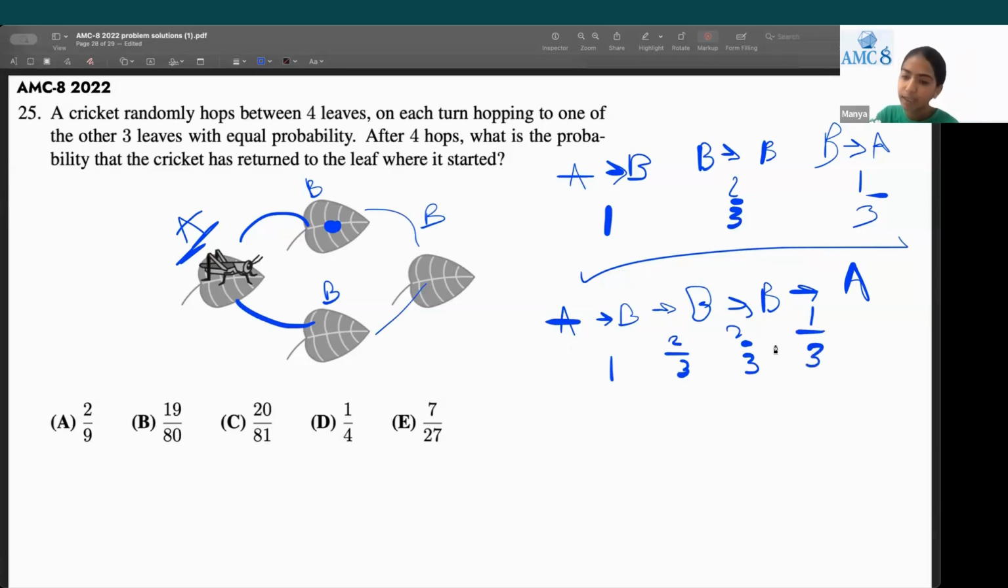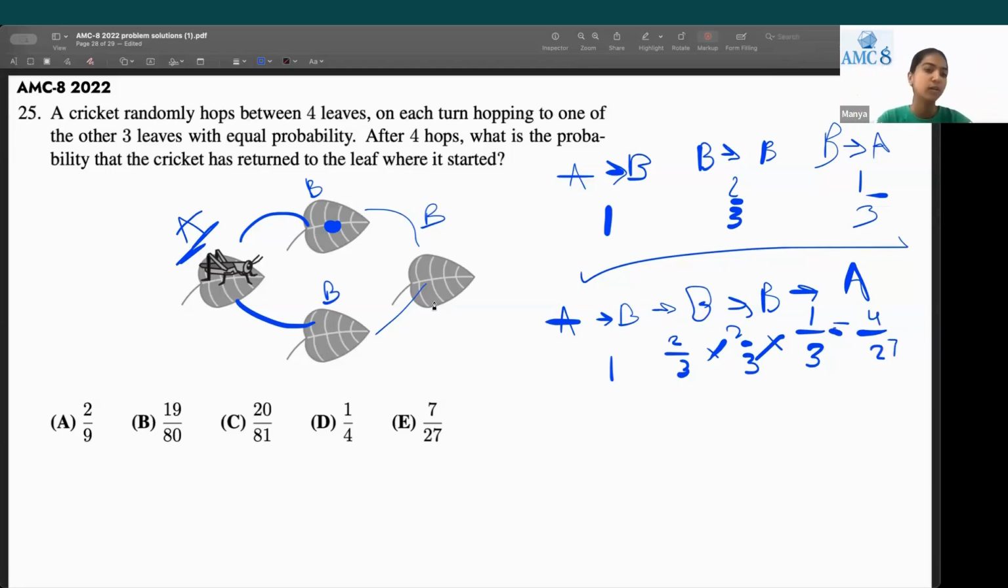And we will have to multiply this since we're finding the probability. And when we do this, we just multiply the numerators and the denominators by themselves. And we'll be getting 2 squared over 3 cubed, which is 4 over 27. And now we'll have to think of another possibility.